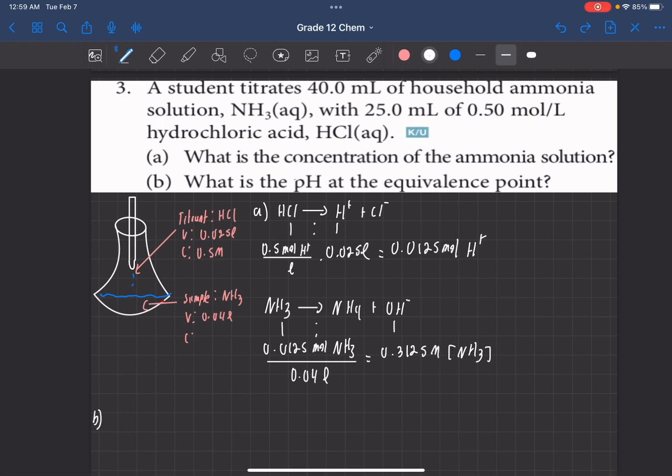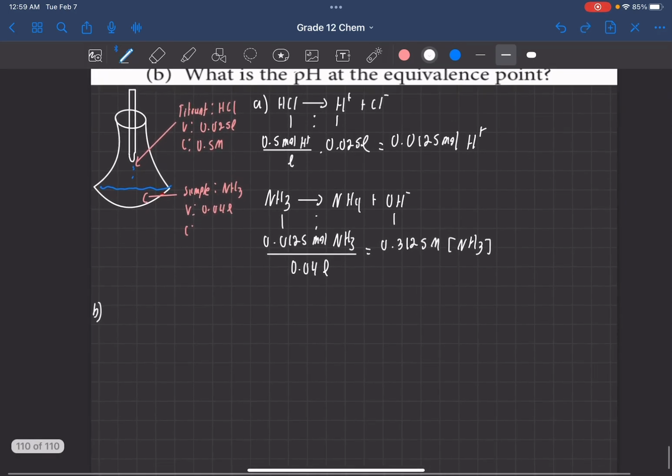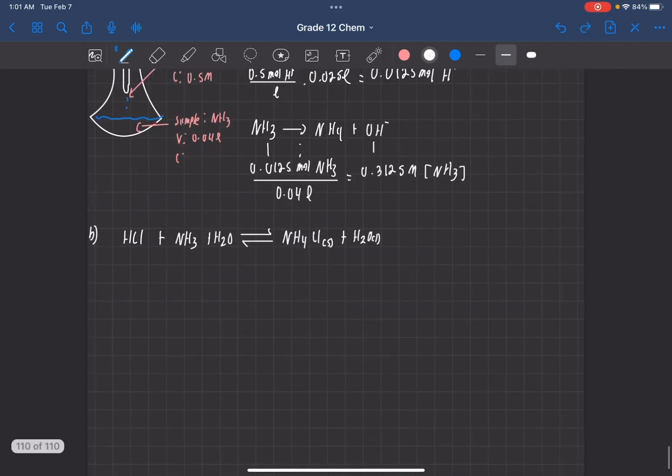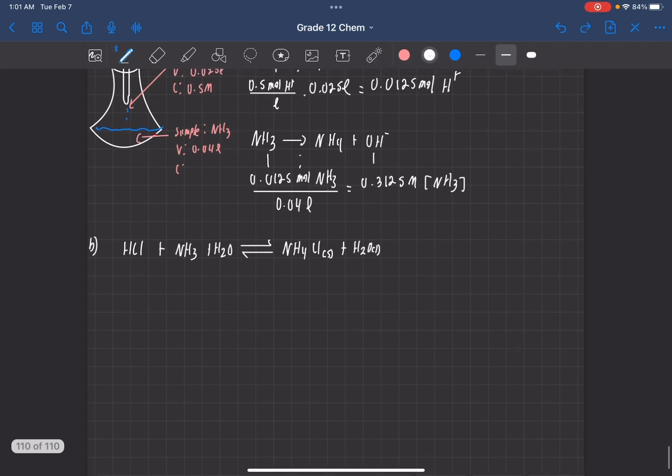Okay, so part B wants us to find the pH at the equivalence point. Okay, so what do we know? We know that our hydrochloric acid is going to react with our ammonia. And of course, there's going to be some water in this solution. You don't have to write this, you can if you want. And we're going to form a salt. What's that salt going to be? Well, it's ammonium chloride, right? And we know that our salt is also going to have some water with it, so plus H2O. Okay, so now the question is, what is the concentration of this salt that we just formed?